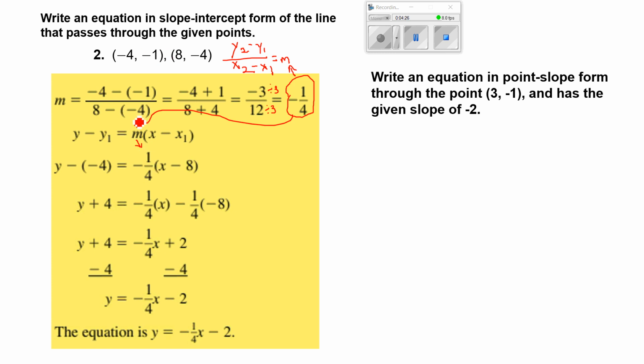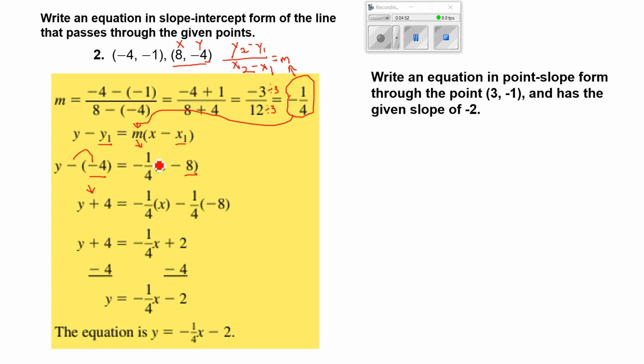Then they took, looks like y is -4, so they took this one here, right? And they took the y from this one and put it over here for y1. Then they took the x from this one, which is 8, and put it over here for x1. Now they work the problem. A negative times a negative is a positive.